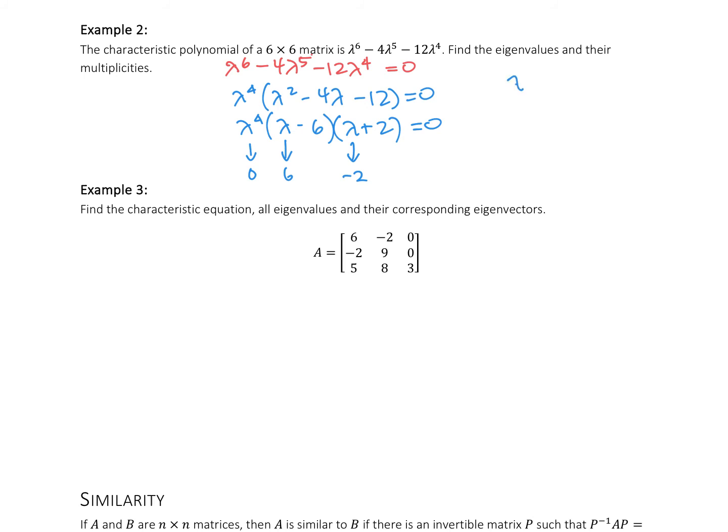So our eigenvalues, my first eigenvalue is 0, and it has a multiplicity of 4. Right? And you can see that because lambda to the 4th would have to have 4 zeros, and 0 is the only thing that makes it true, so it's a multiplicity of 4. Lambda 2 is 6, has a single multiplicity, and lambda 3 is negative 2. So there's all of our eigenvalues, and their multiplicities. Here, just for fun, multiplicity of 1, multiplicity of 1.